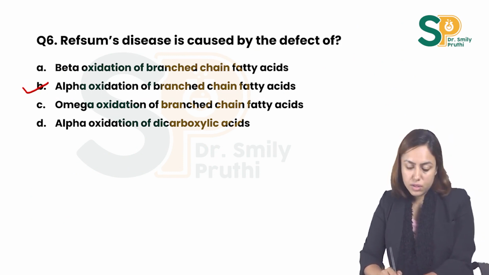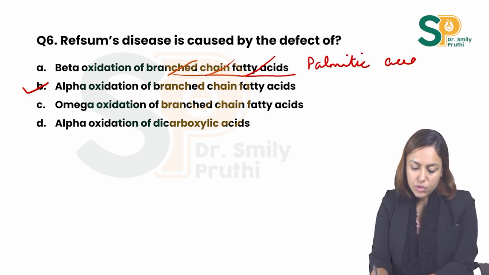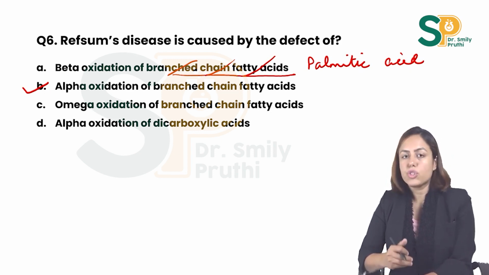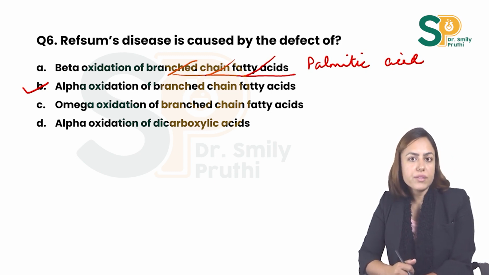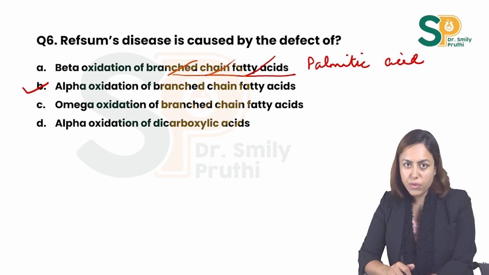Let's look at other options. Option A, beta oxidation of branched chain fatty acids. No, beta oxidation mainly occurs for palmitic or stearic acid, which are saturated and they are even chain fatty acids. Okay, not for branched chain. Beta oxidation cannot occur for branched chain fatty acids. That's why the body has a mechanism of alpha oxidation, right?